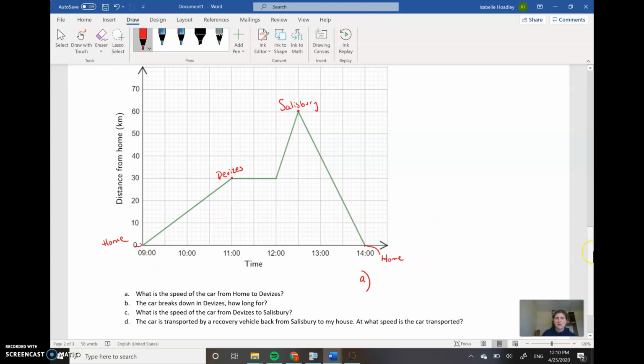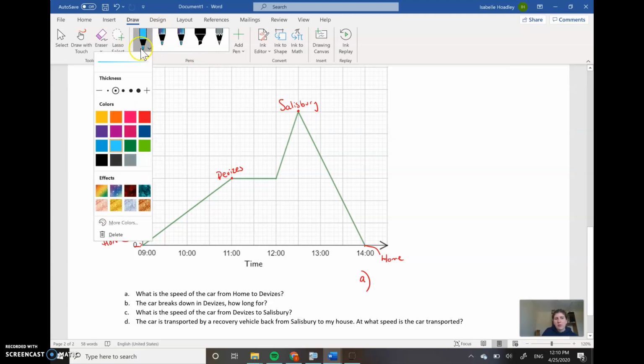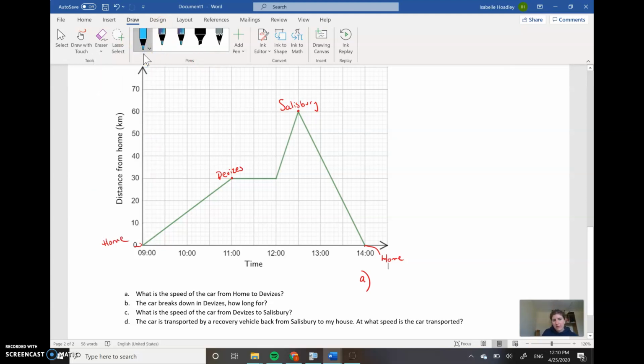So part A says, what is the speed of the car from home to Devizes? Now to work out the speed, again, speed is distance divided by time. So I want to look at from home to Devizes, how far have I travelled versus how long was I travelling for? So here I can say I started at 9 a.m. I arrived at Devizes at 11. So that is a difference of 2 hours.